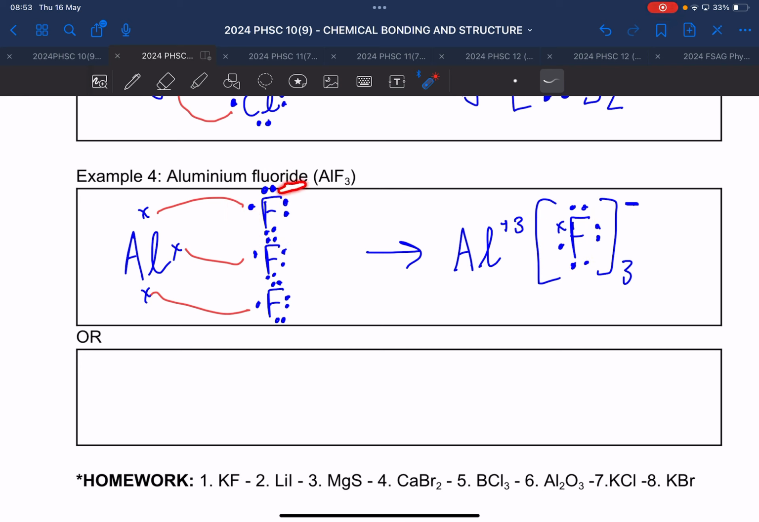So each fluorine atom has a negative charge. Okay? So this part of the bracket is showing us what 1 fluorine atom looks like, and what the charge on our 1 fluorine atom is. Then this 3 down here tells us there are 3 of these fluorine atoms. Okay. The other way we can draw this is to write aluminium with the 3 electrons, and we add 1 fluorine.